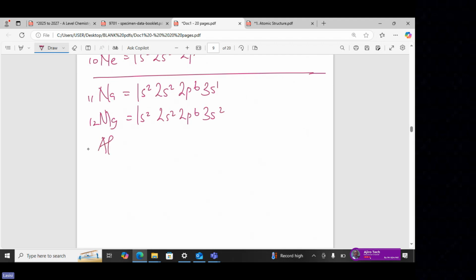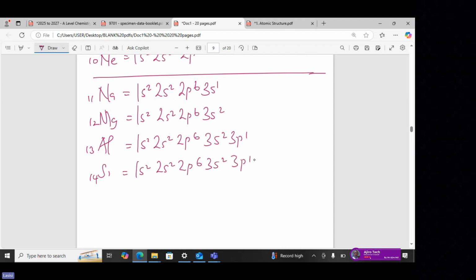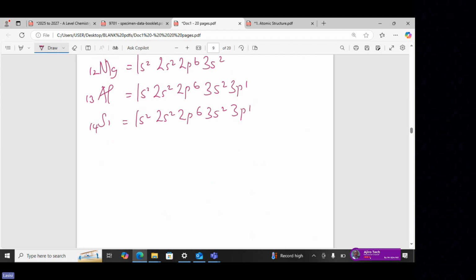Aluminum is number 13. It is 1s2, 2s2, 2p6, 3s2, 3p1. Silicon is number 14: 1s2, 2s2, 2p6, 3s2, 3p2. Then phosphorus is number 15: 1s2, 2s2, 2p6, 3s2, 3p3.